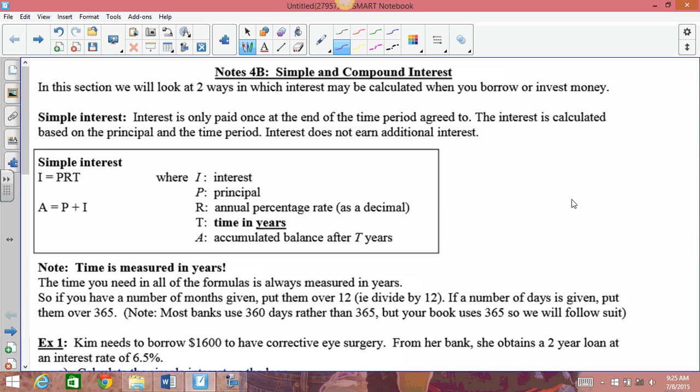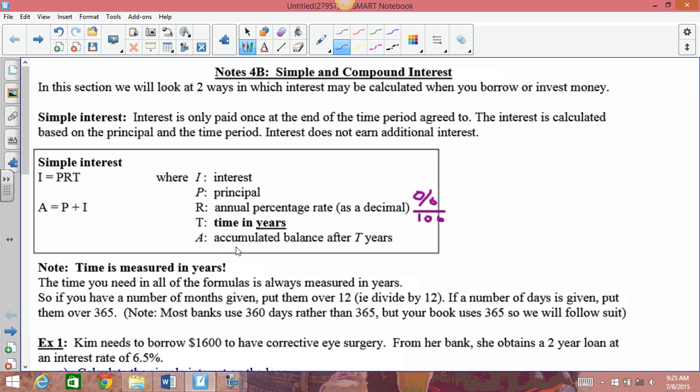We'll first start with simple interest. You can see from the formula I equals PRT. That's your formula for simple interest. I stands for your interest. P is your principal, the amount that you put into an account or the amount that you borrow. R is your annual percentage rate. It should be a decimal. So again, like we talked about before, if you need to make it a decimal, you take that percent and divide it by 100 or move your decimal 2 places to the left. Time is always measured in years.